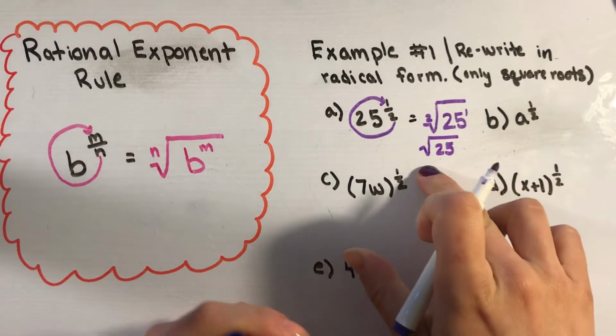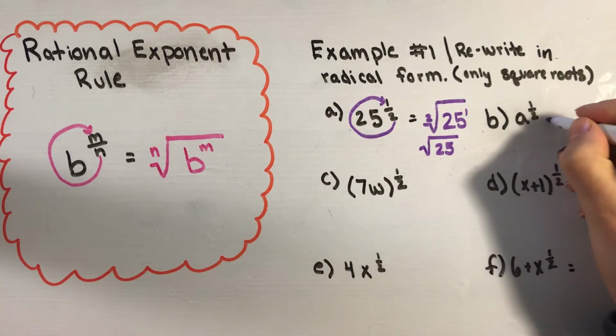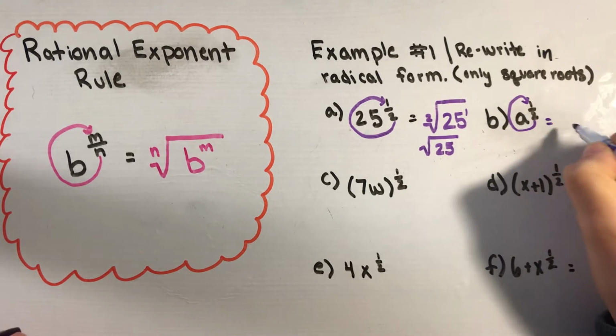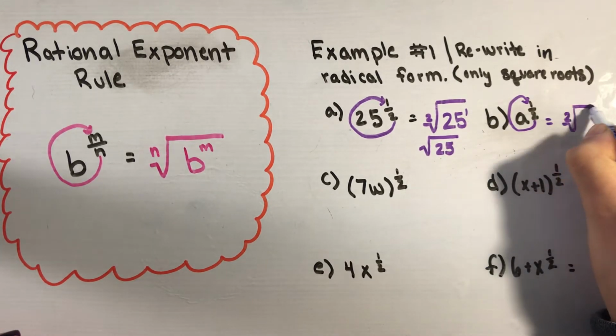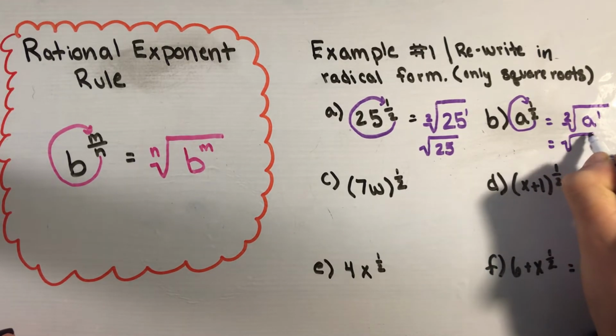Okay, so that's what I want you guys to do today, is just rewrite. So I'm going to practice letter B. I'm going to take the 2, loop it around. Yes, I want to see the loop for now. The square root of a to the first power, or just radical a.